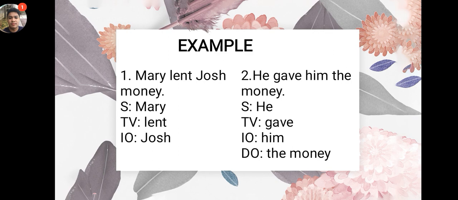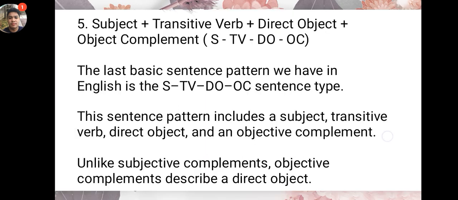Mary lent Josh money. Our subject here is Mary, lent is our transitive verb, Josh is the indirect object, and money is the direct object. The second one is, he gave him the money. Our subject is he, the transitive verb is gave, the indirect object is him, and the direct object is the money. So that's it.